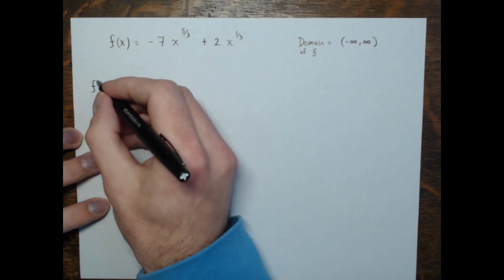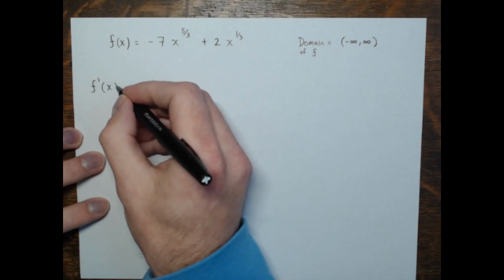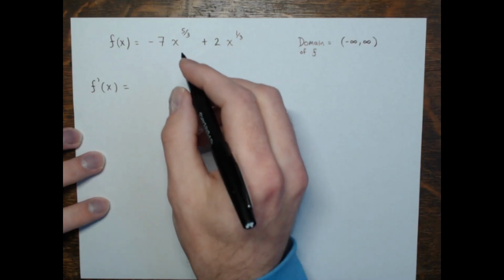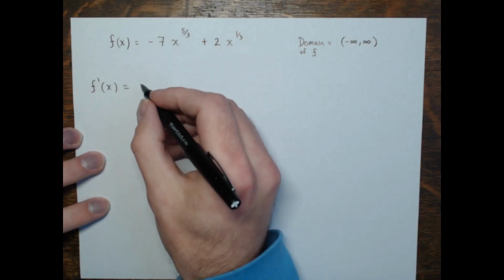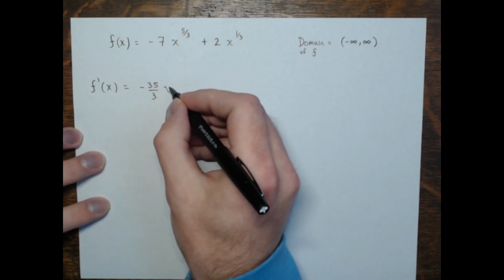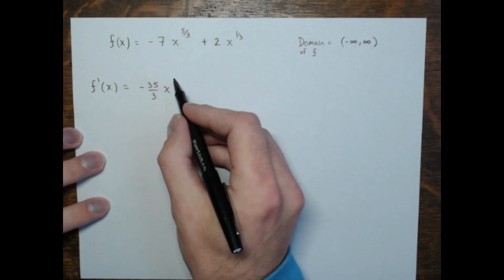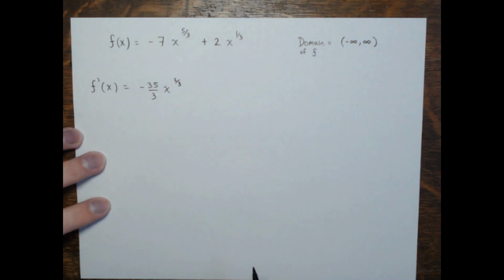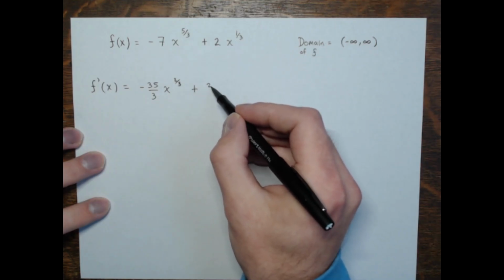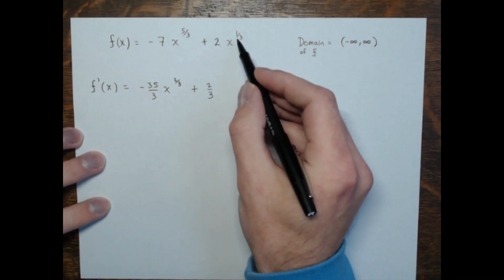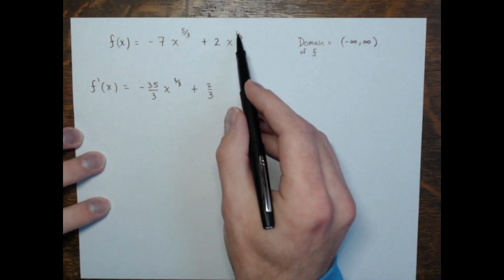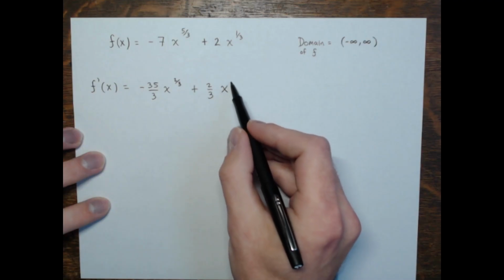So I find the first derivative. So here it's just a simple power rule, go term by term, applying the power rule here. So the first term here would be negative 35/3 times x to the 5/3 minus 1, which would be 2/3, right? 5/3 minus 3/3. And then plus 2/3 times x to the negative 2/3, right? 1/3 minus 3/3, so x to the negative 2/3.